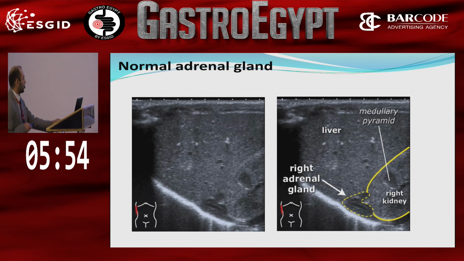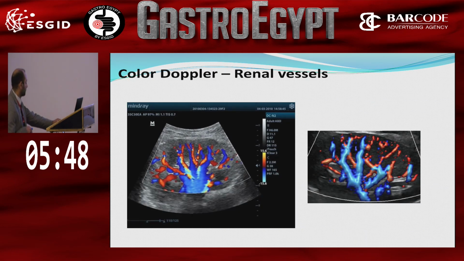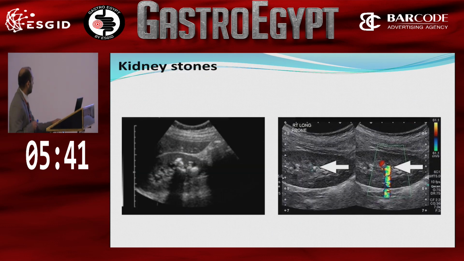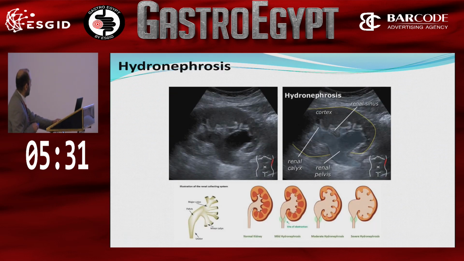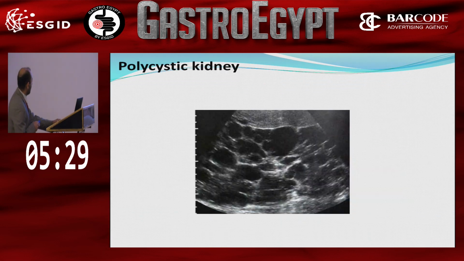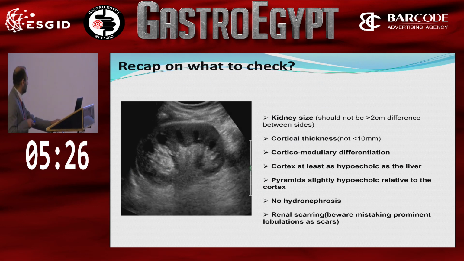If I want to comment on the suprarenal adrenal glands, they are at the upper pole of the kidney. If I do renal Doppler, I can check the vessels. When I do renal Doppler on a stone, I get something called twinkle artifact. I don't have time. This is an echogenic lesion, angiomyolipoma. This is hydronephrosis. This is adult polycystic kidney. Sorry. I have to check.